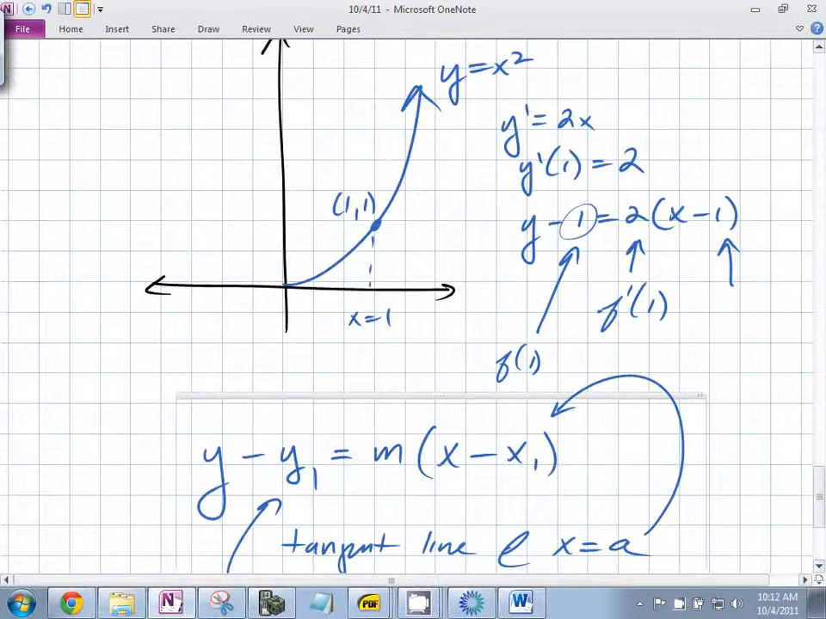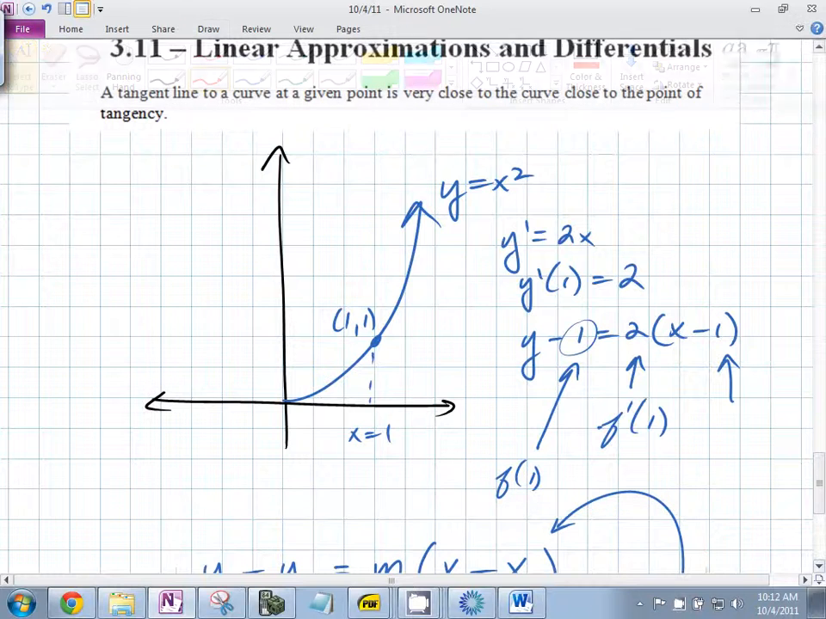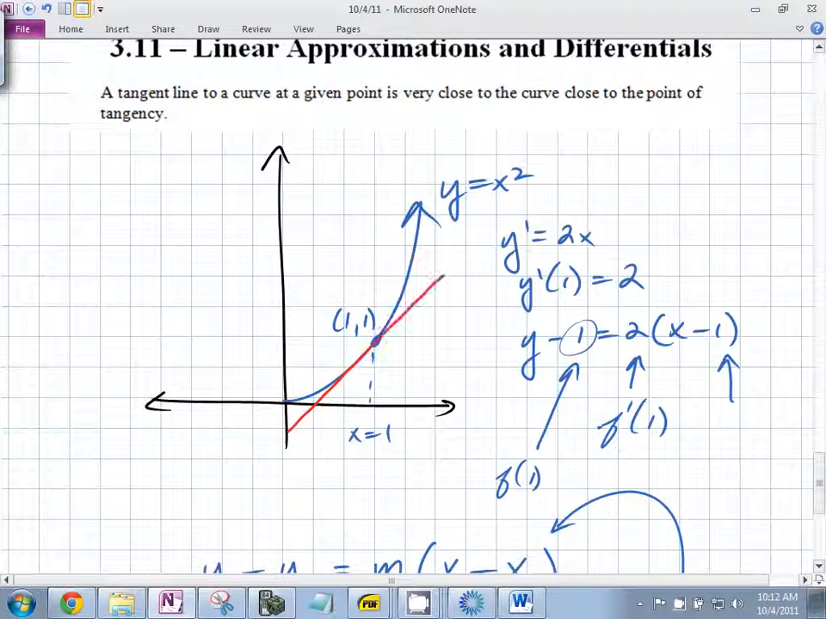If we draw this tangent line in, and we only look at the neighborhood, the area close to x equals 1, what can you say about the tangent line when it's pretty close to 1? It's very close to the curve. These are relative terms, right? Is it exactly on the curve? No, it's not exactly on the curve.